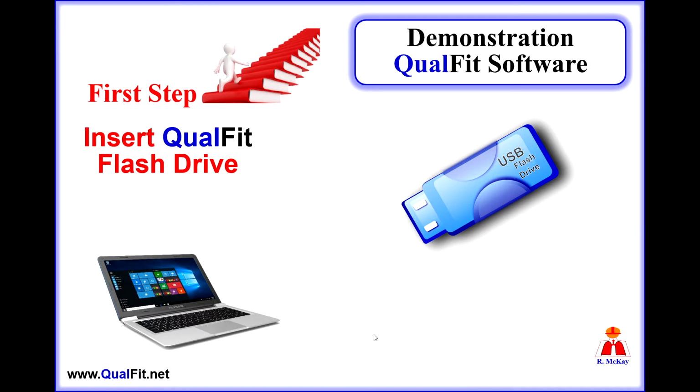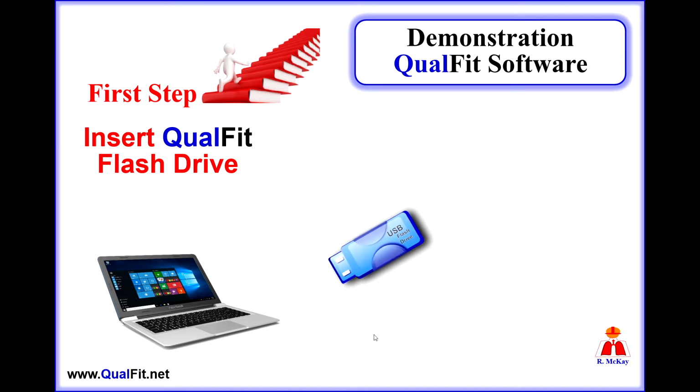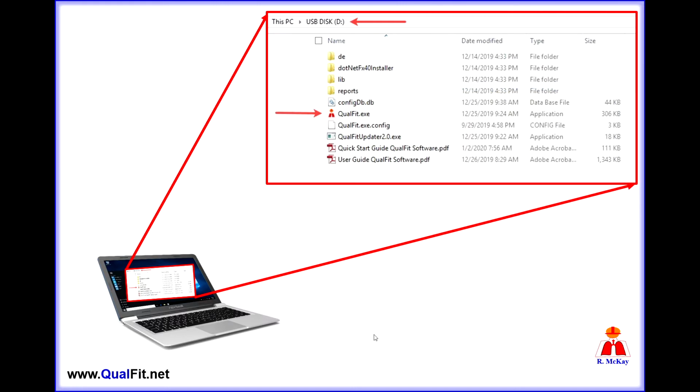First, make sure your laptop is turned on. The very first time installing the software, you might find it easier to close or minimize other programs. Then, insert the QualFit flash drive into an available USB port. Windows Explorer should automatically open and display the contents of the QualFit flash drive.